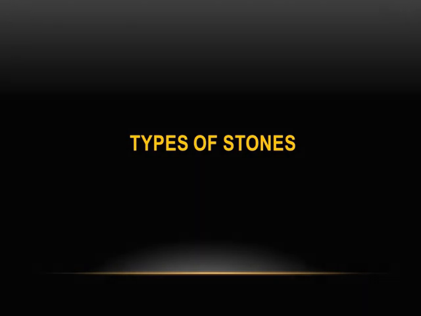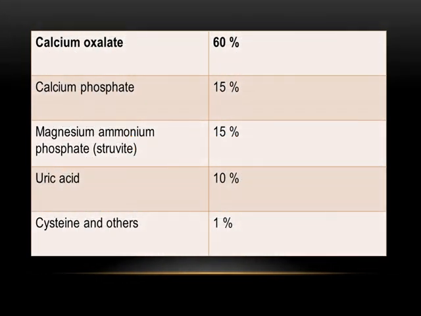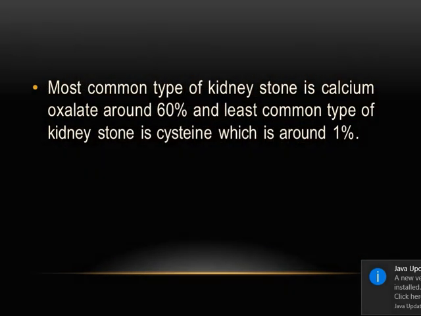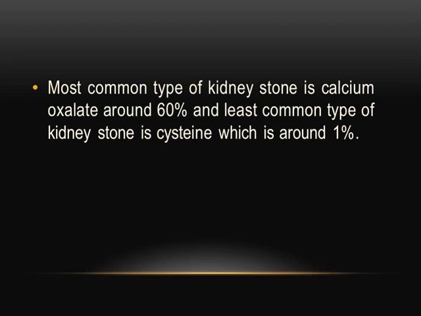Types of stones. Calcium oxalate 60%, calcium phosphate 15%, magnesium ammonium phosphate or struvite 15%, uric acid 10%, cystine and others 1%. The most common type of kidney stone is calcium oxalate, around 60%, and the least common type of kidney stone is cystine, which is around 1%.